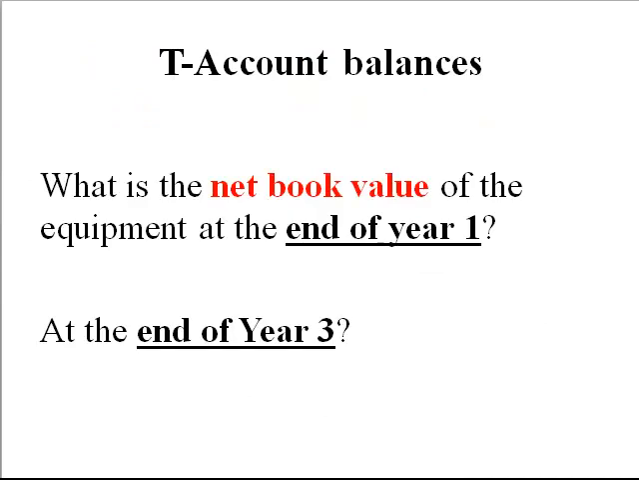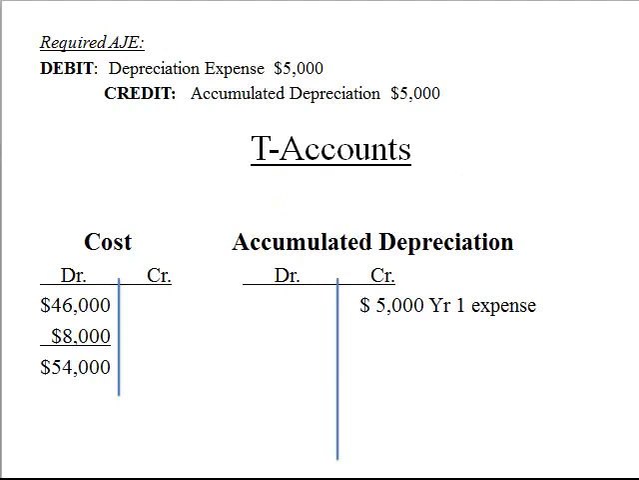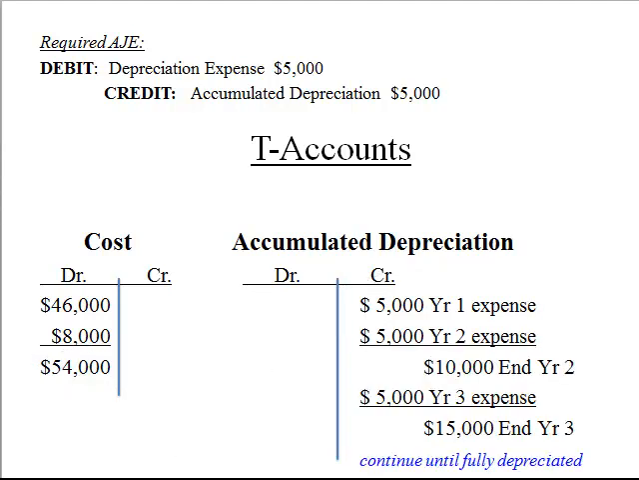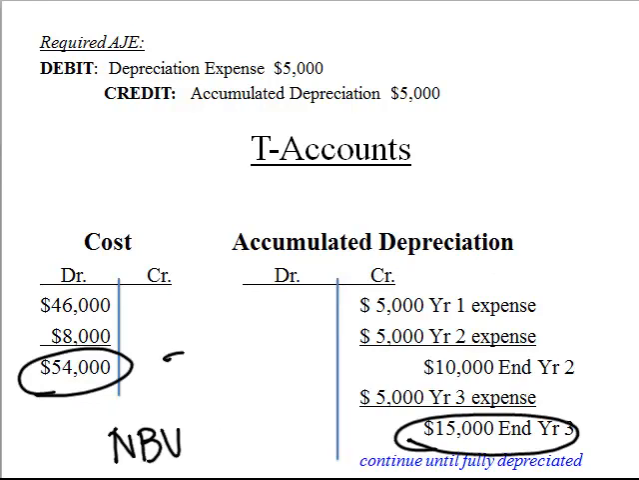Understanding that we have the three different T account balances, we should be able to answer the question, what is the net book value of the equipment at the end of year 1? And then likewise, at the end of year 3 or any other year. At the end of year 1, our net book value is equal to our cost less our accumulated depreciation. Net book value is $49,000. At the end of year 3, accumulated depreciation of 15, our net book value has now fallen to 39, and it will continue to fall as we continue to depreciate the asset over its expected useful life.